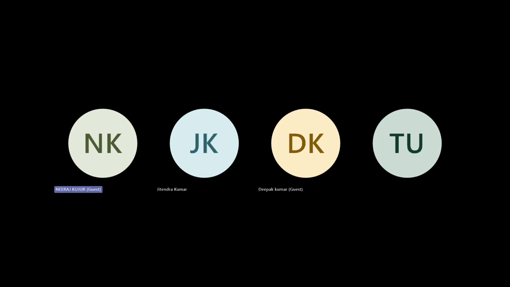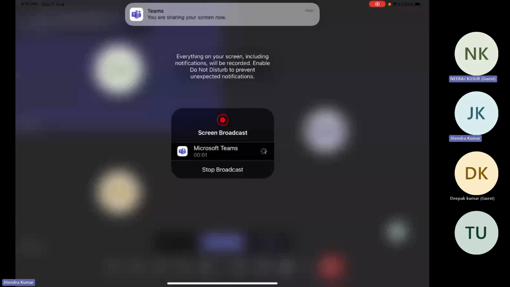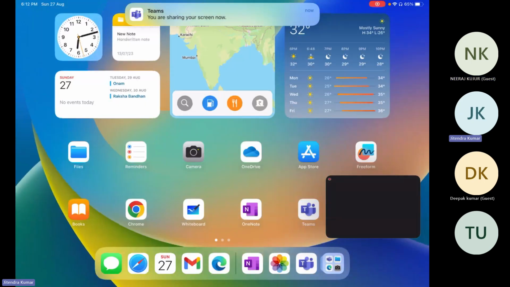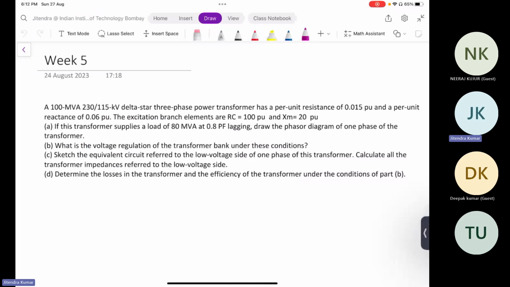Sir, your screen is not visible, sir. Oh, not visible. Thanks for letting me know. I don't know why. So you guys were not able to see the problem? Sir, at the starting we had seen it. I have taken a screenshot, sir. Okay, I was reading that. Please, if any issue occurs, let me know instantly. Thanks for letting me know. So I was reading this problem.